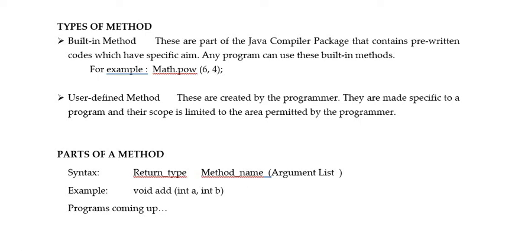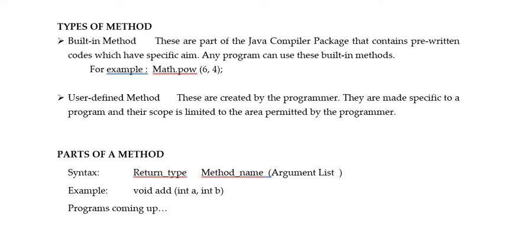And a user-defined method is something which I can write as per my requirement. So these are specific to a program and their scope is limited. Built-in methods are available to us via packages, but a user-defined method is restricted to the place where it is created.